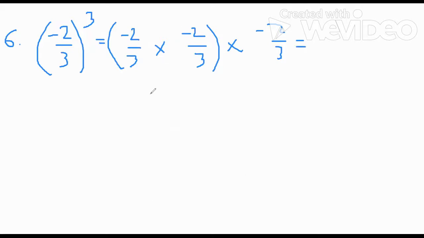Negative times negative gives you a positive. 2 twos is 4. 3 threes is 9. Then you write down the remaining -2 over 3. A positive and a negative gives us a negative. That's 8 over 27. Final answer? Yes. It cannot be reduced to anything simpler.